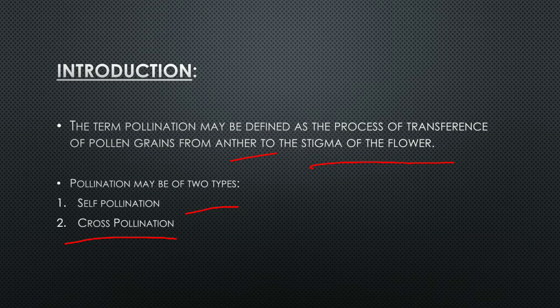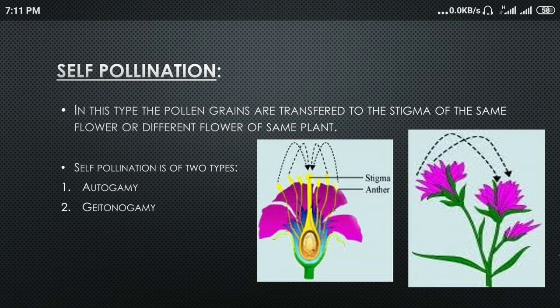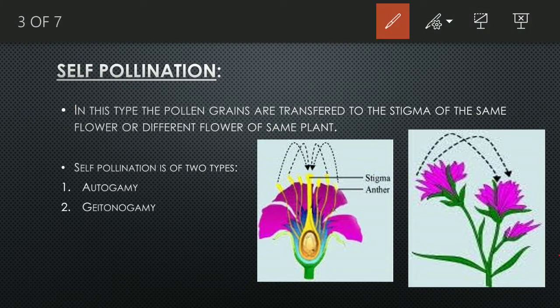Now, what is self-pollination? In this type of pollination, the pollen grains are transferred to the stigma of the same flower or a different flower of the same plant. The self-pollination is of two types. First is autogamy and second is geitonogamy.